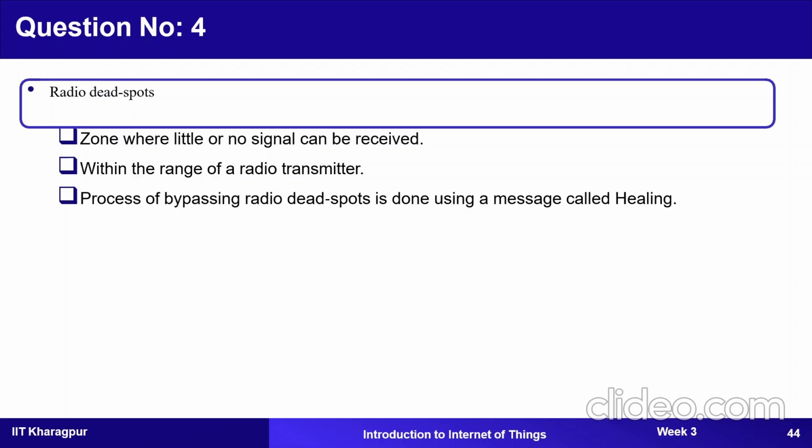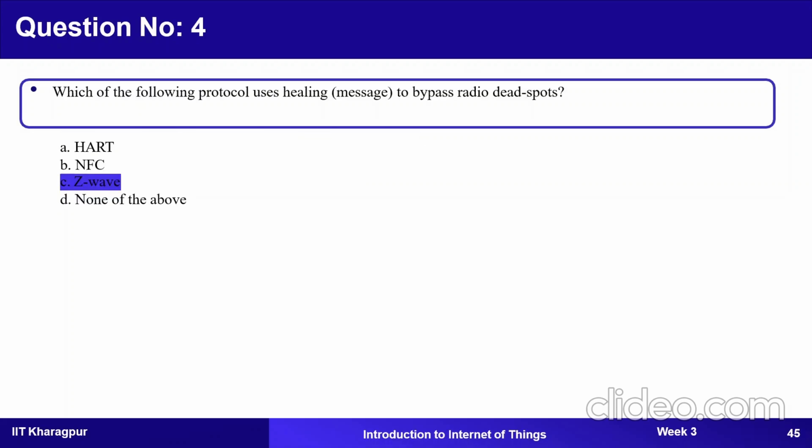In home automation systems, the possibility of dead spots is large due to various hindrances and appliances present at home. In order to bypass those dead spots, the Z-Wave protocol utilizes a message which is called healing. So the correct option for this is the Z-Wave protocol. Z-Wave basically uses healing message to bypass radio dead spots.